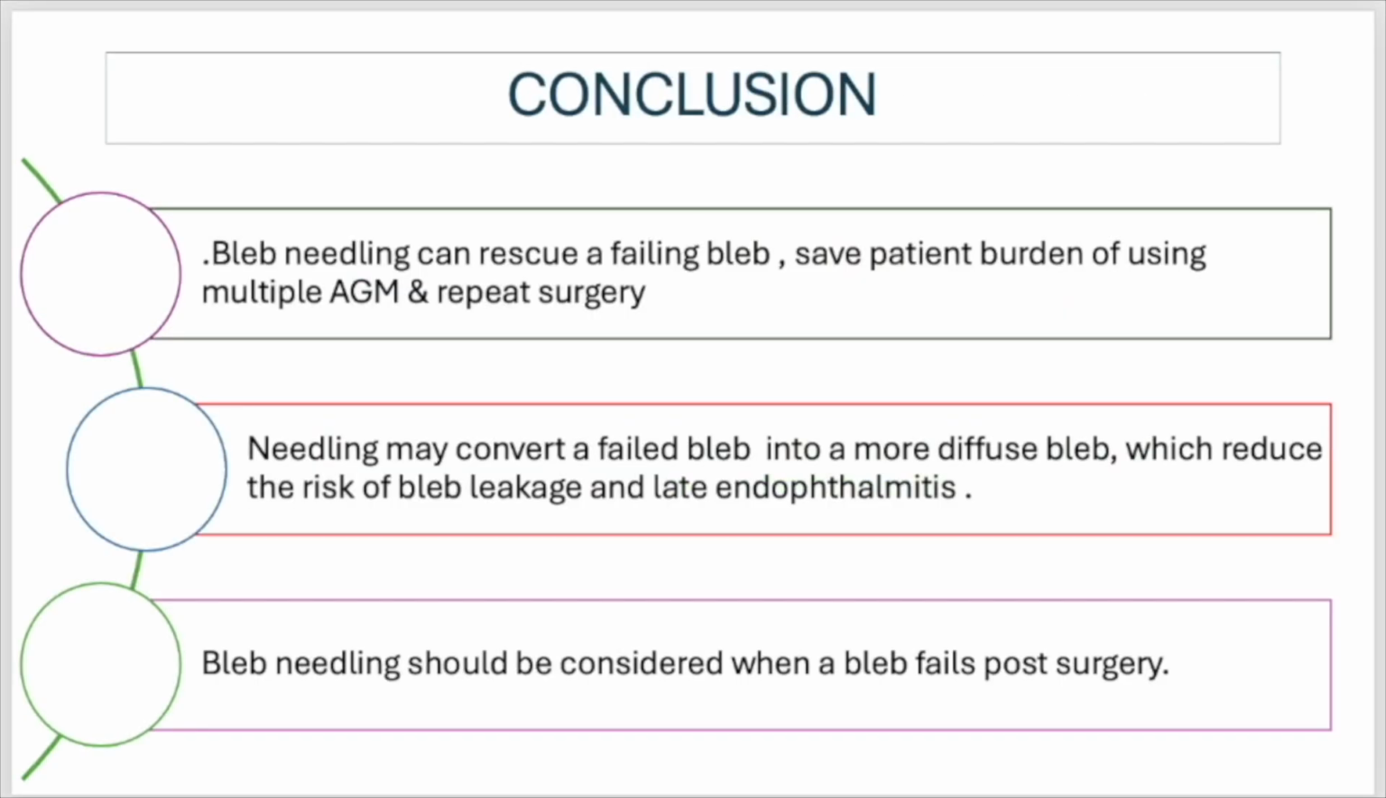To conclude, bleb needling can rescue a failing bleb, and save patients the burden of using multiple AGMs and repeat surgery. Needling may convert a failed bleb into a more diffuse bleb, which reduces the risk of bleb leakage and late endophthalmitis. Bleb needling should be considered when a bleb fails post-surgery.